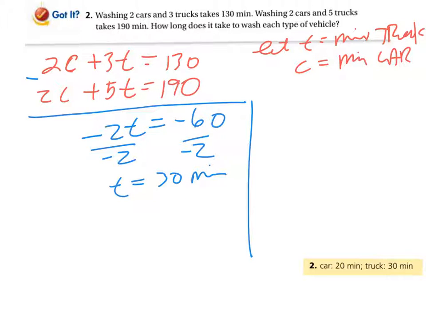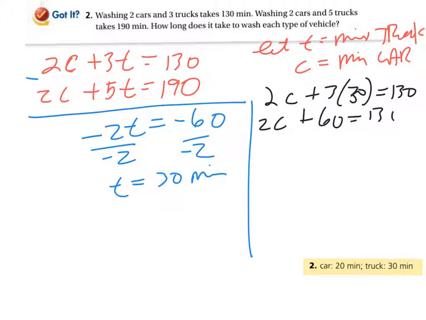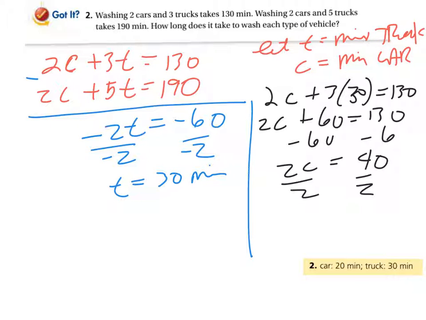Now I can take and substitute my 30 back into one of the 2 original equations. So we'll say 2C plus 3 times our 30 for the truck equals 130. 2C plus 60 equals 130. Subtract our 60. 2C equals 40. Divide off our 2, and C is 20 minutes for a car. So there we go.